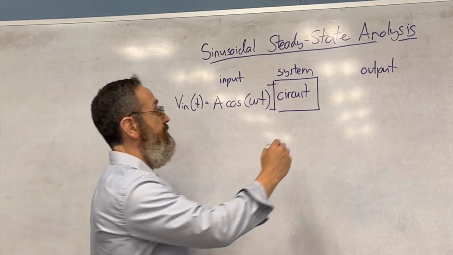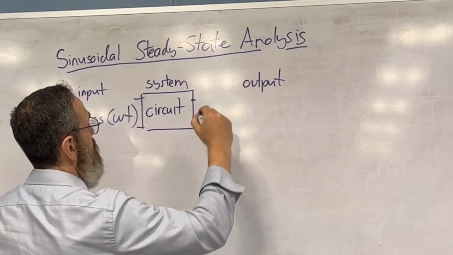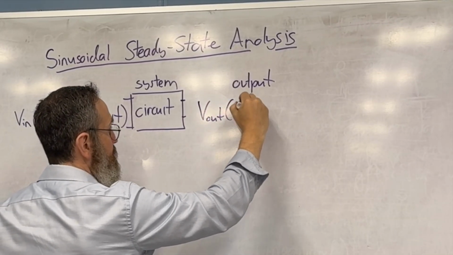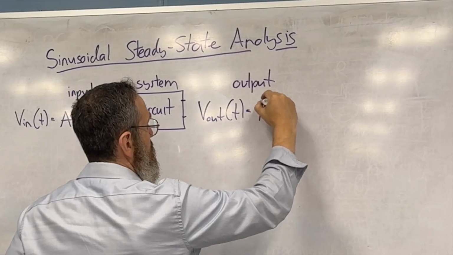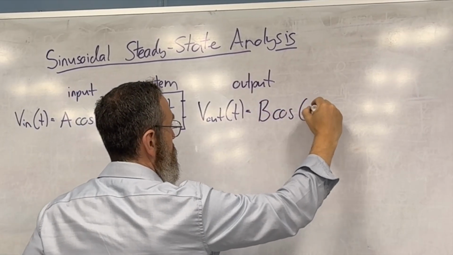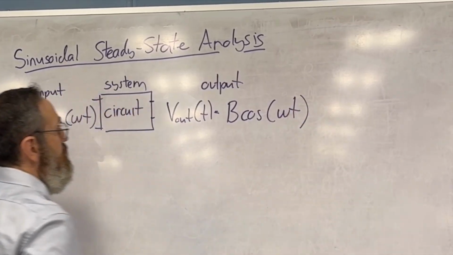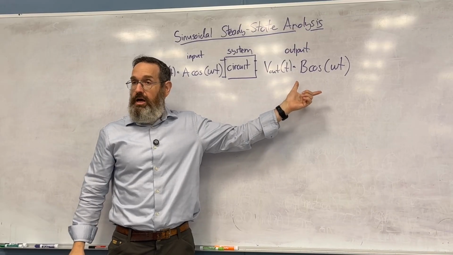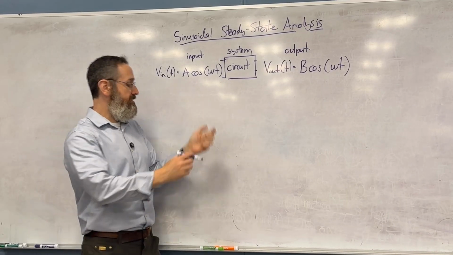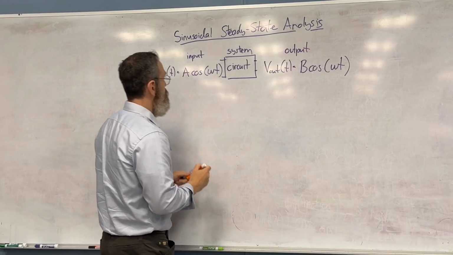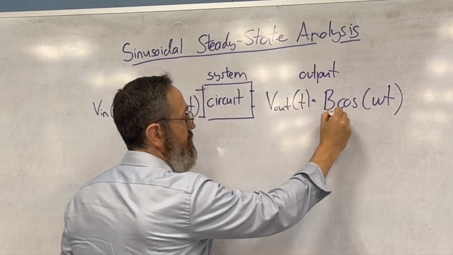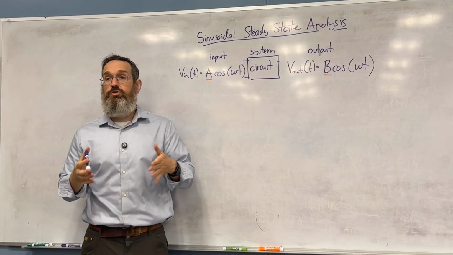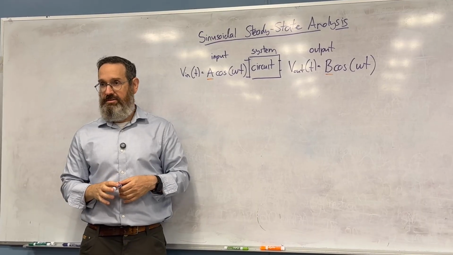The output has an equation. We'll call this V out as a function of time equal to B cosine of omega t. So a sinusoid goes in, a sinusoid comes out, and the only thing that happens is that its size changes. And this is not an option. I'm telling you, these are the rules of sinusoidal steady state analysis.